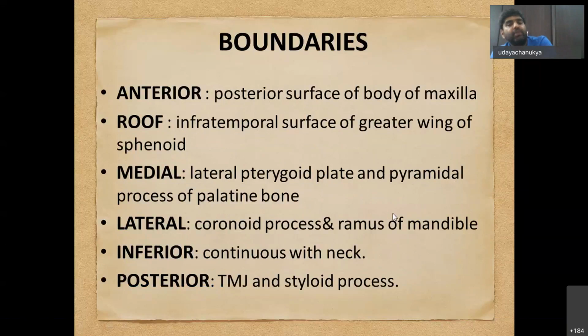Okay, coming to the boundaries. Anteriorly, it is the same boundary, the posterior surface of the body of the maxilla. The roof is again formed by the infratemporal surface of the greater wing of the sphenoid, which is also the superior roof of the pterygopalatine fossa. The medial boundary is the lateral pterygoid plate and pyramidal process of the palatine bone. The lateral part is the coronoid process and the ramus of the mandible. Inferiorly, there is no boundary and it is continuous with the neck. Posteriorly, it is the temporomandibular joint and the styloid process.